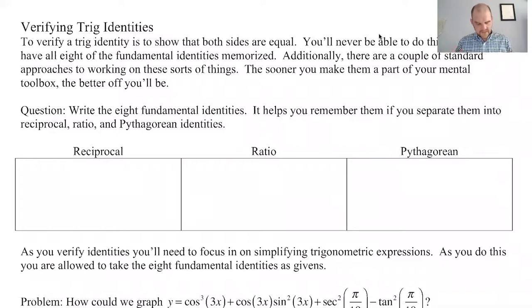All right, we're back. We're on page 71 of the math analysis notes. We are in note 7. We are verifying trig identities. We're just talking about identities, really. So far, we've got the 8 fundamental identities.